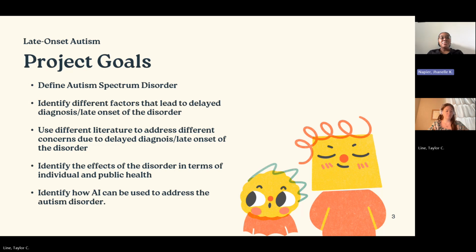Next slide, please. All right, now we're going to discuss our project goals. So the first goal of this project is to define what autism spectrum disorder is, then identify different factors that lead to delayed diagnosis, slash late onset of autism disorder. Next, we're going to use different literatures to address different concerns due to delayed diagnosis, slash late onset of autism. Next, we're going to identify the effects of the disorder in terms of individual and public health. Then we're going to identify how AI can be used to address autism disorder.